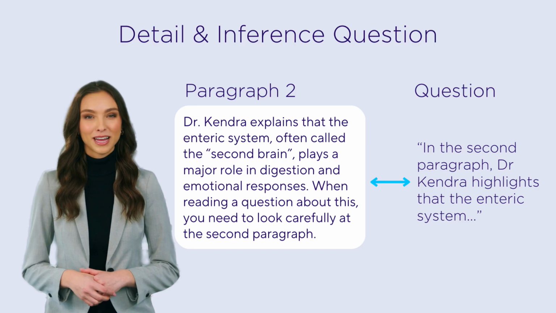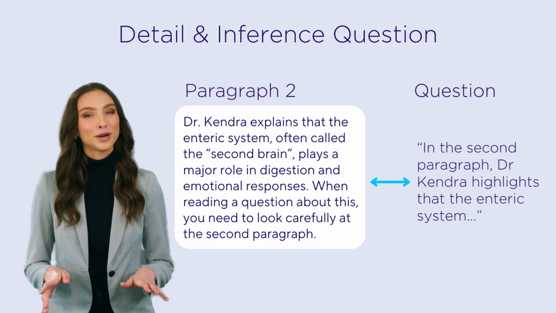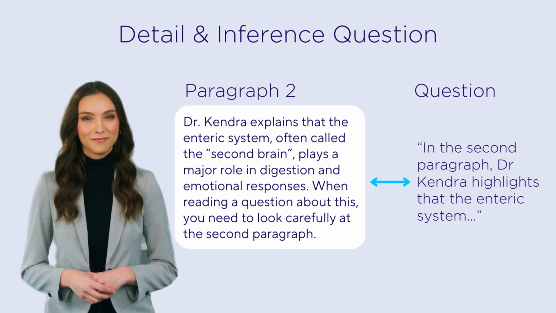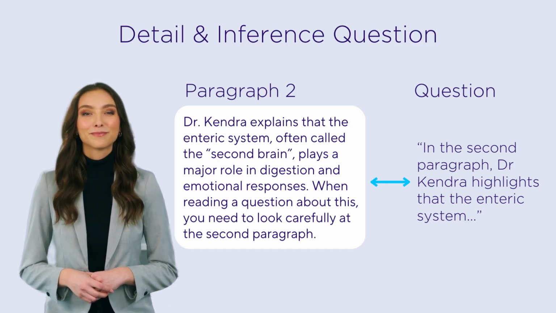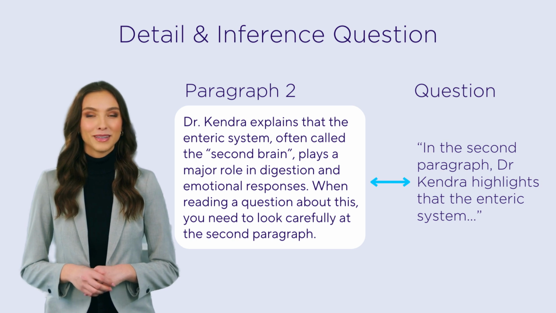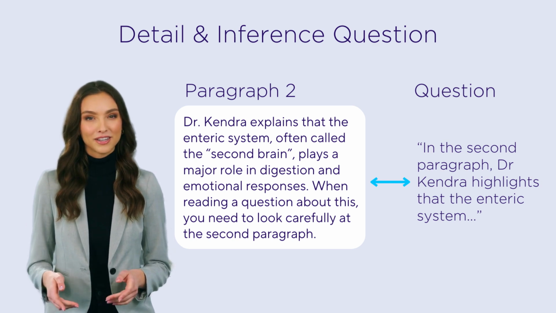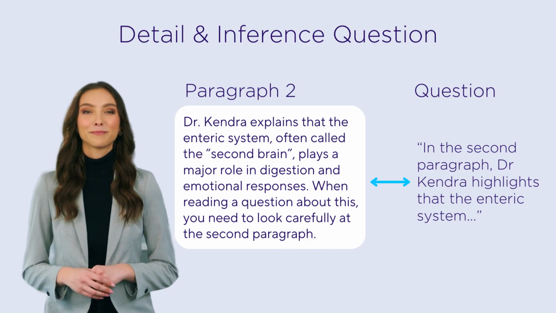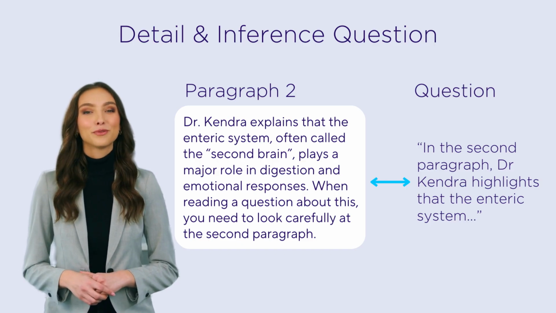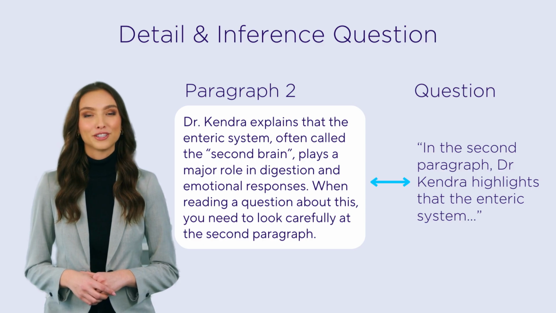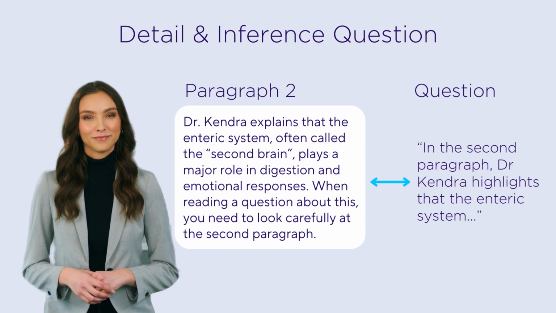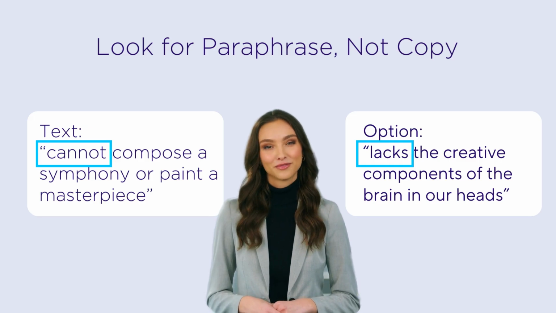A detail question asks about one small piece of information. Sometimes you also need to guess a little from the text. This is called inference. For example, in the second paragraph, Dr. Kendra highlights that the enteric system. To answer, you read the second paragraph, then look at the options and see which one matches what the paragraph says. The correct answer often uses different words, but same meaning as the text.